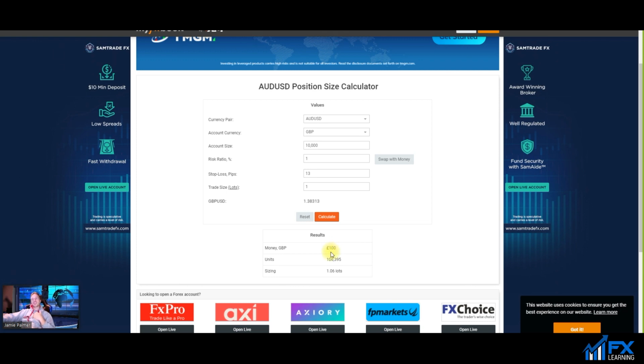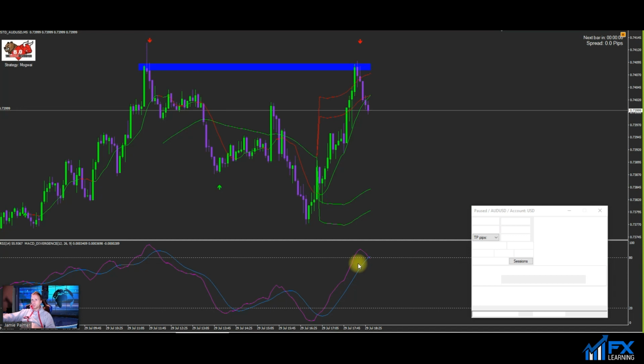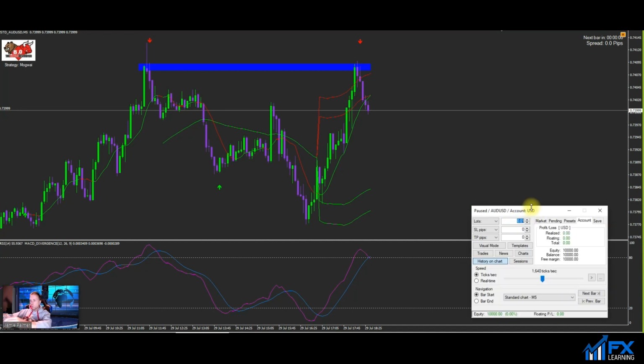So this means that if I take this trade with a 13 pip stop loss with a 1.06 lot size, I'm going to lose £100. And obviously my take profit is going to be the same, 13 pips. So let's do that now. Okay, so we're going to take a trade, 1.06 with a stop loss of 13 pips. We'll do a take profit of 13 pips. Okay, we're going to take a sell like this. And there we go. Stop loss, take profit.